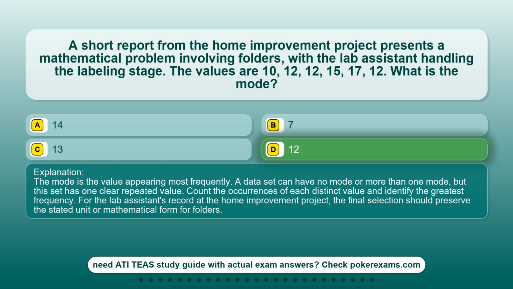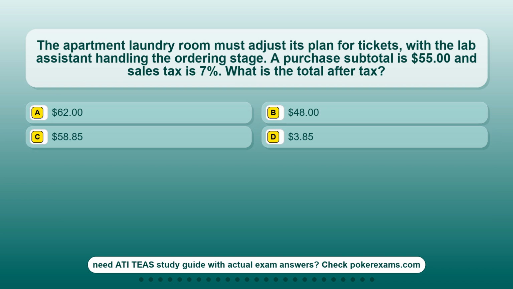The mode is the value appearing most frequently. A dataset can have no mode or more than one mode, but this set has one clear repeated value. Count the occurrences of each distinct value and identify the greatest frequency. For the lab assistant's record at the Home Improvement Project, the final selection should preserve the stated unit or mathematical form for folders. Question 24.